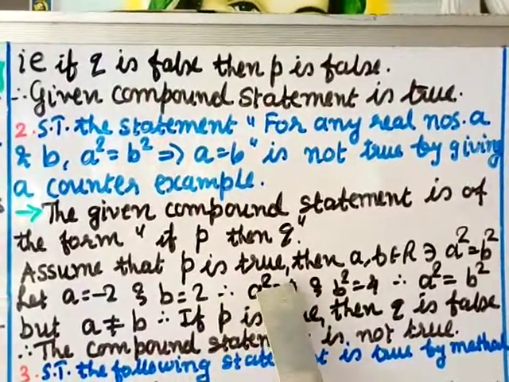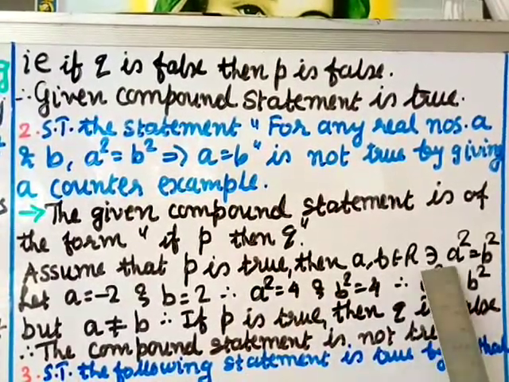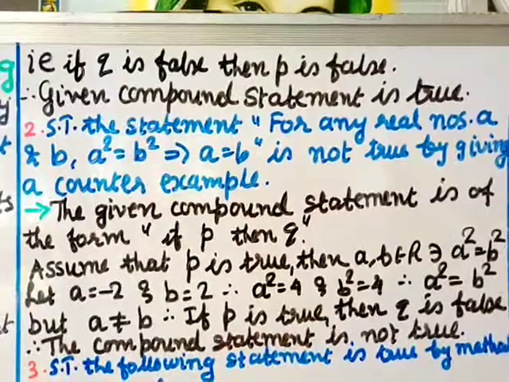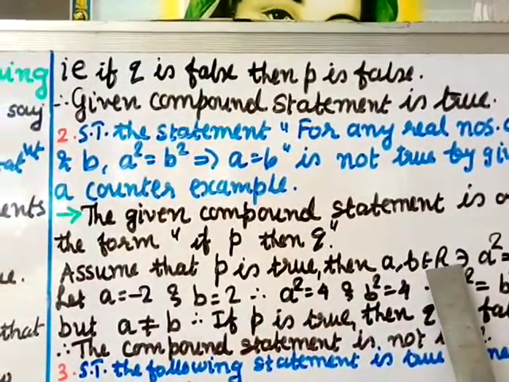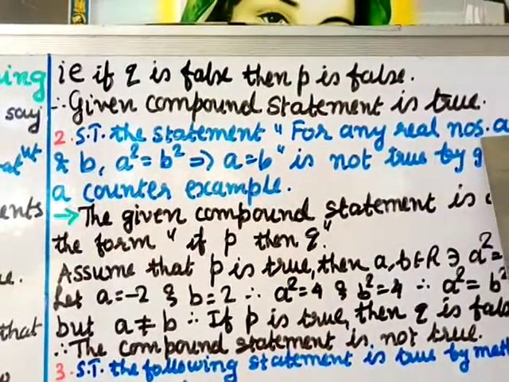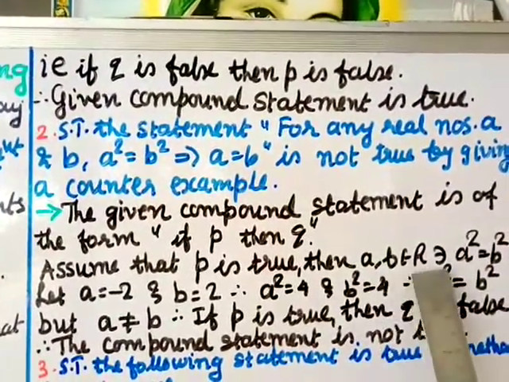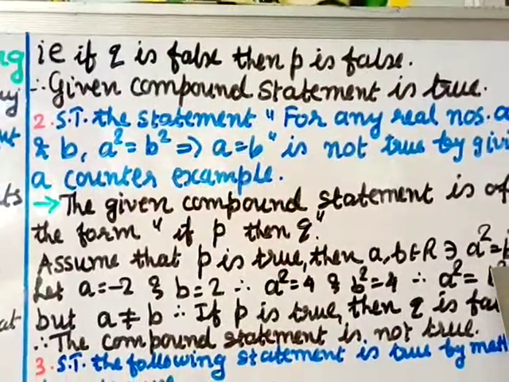Assume that p is true, then a, b belongs to R such that a square equal to b square. So we assume that the first statement is true, right? A and b are real numbers, that means a, b belongs to R, such that a square equal to b square. This is true.